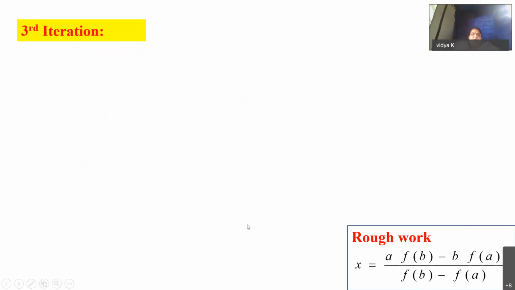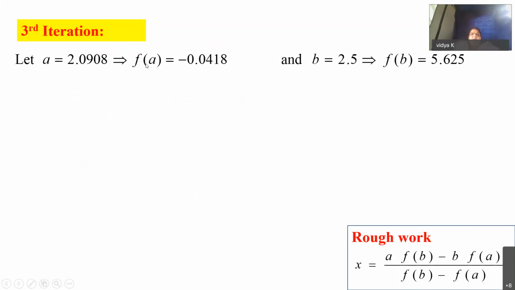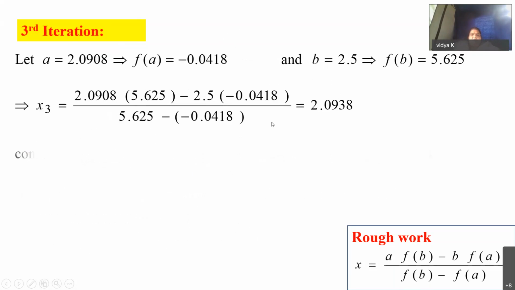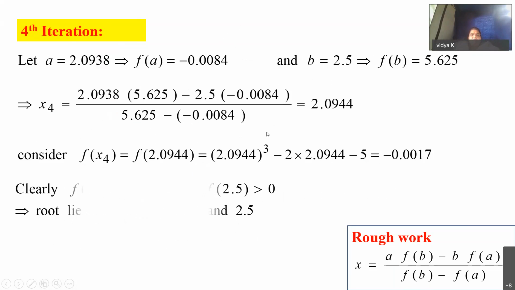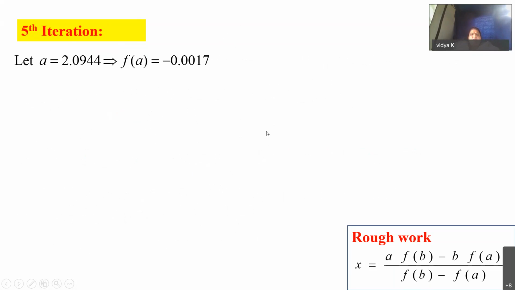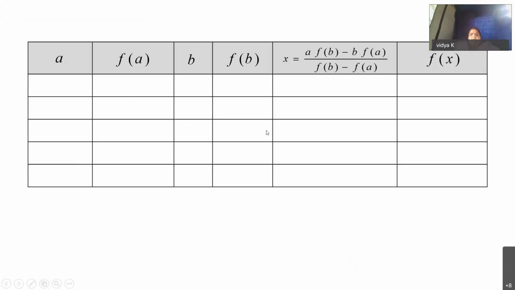So the root lies between them. So take A and B, and simplify. I'll take the next problem because there I have clearly mentioned the procedure. So I skip this method. So go on and check. So see here.